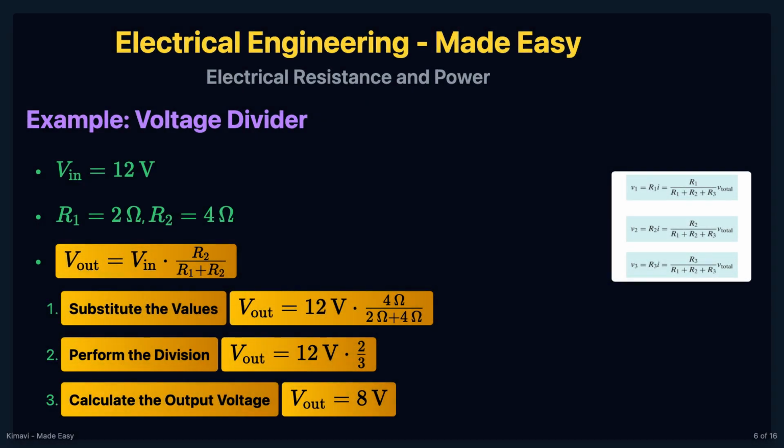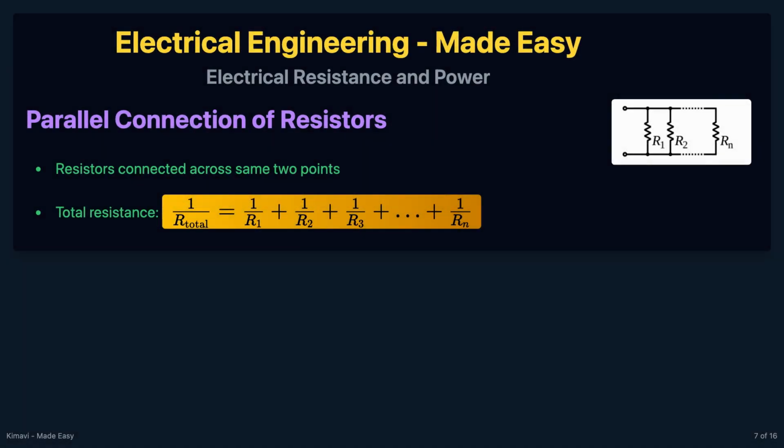If Vin equals 12 volts, R1 equals 2 ohms, and R2 equals 4 ohms, the output voltage is V out equals 12 volts times the ratio of 4 ohms to the sum of 2 ohms and 4 ohms, which equals 8 volts. When resistors are connected across the same 2 points, they are in parallel.